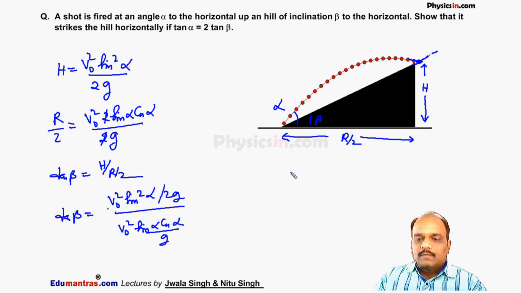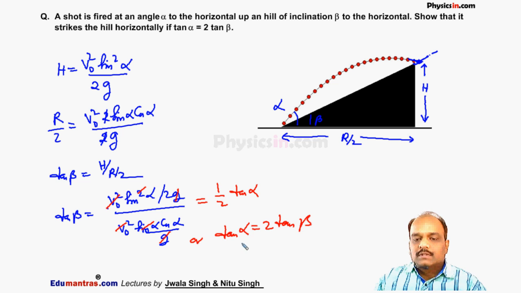So from here we will cancel this v naught square, we will cancel this sine alpha, we will cancel this g. So this comes out to be 1 by 2 tan alpha, or tan alpha is equal to 2 times tan beta. This is the relation.